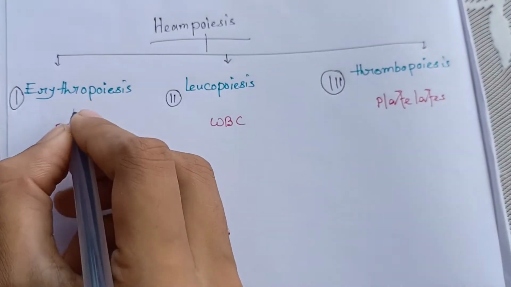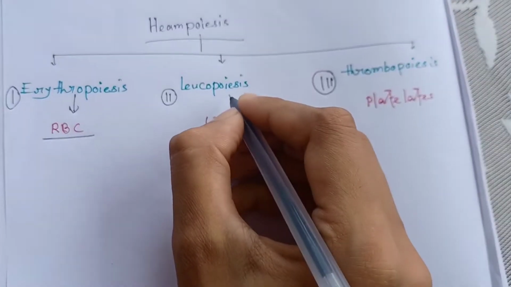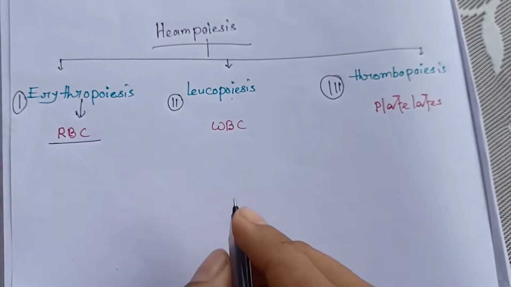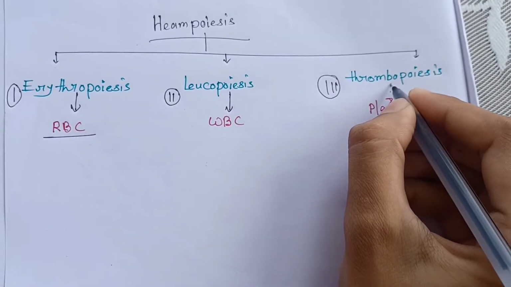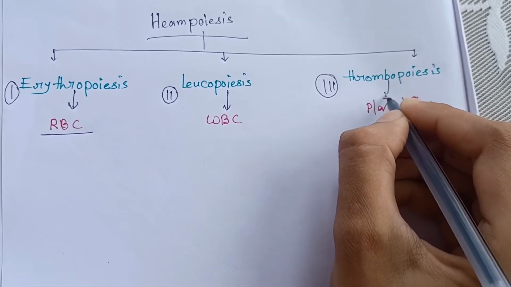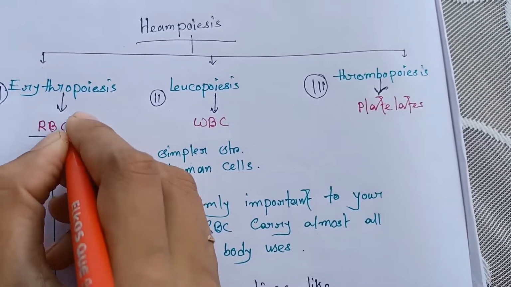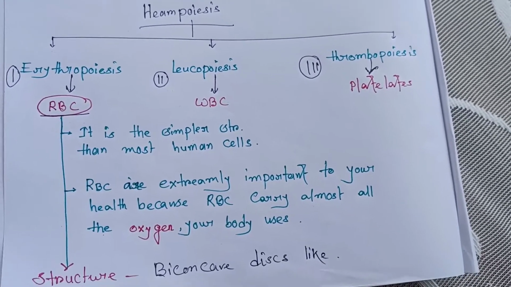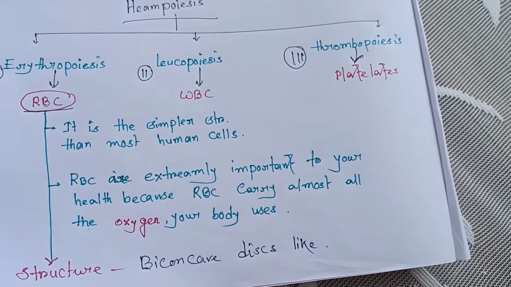By the process erythropoiesis, RBC are formed, by the second process leukopoiesis, WBC are formed, and by the third process thrombopoiesis, platelets are formed. The most important topic is RBC. So I discuss RBC and all the related questions.